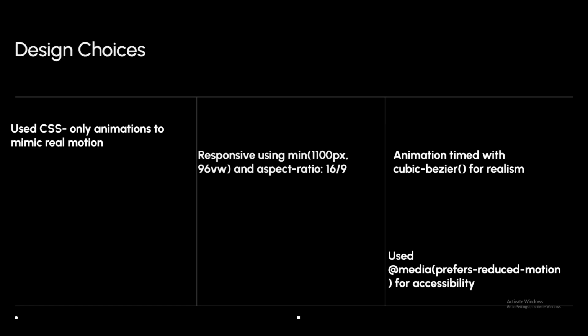Okay, for our design choices, we used CSS only animations to mimic real motion. We made it responsive using min, and that's our aspect ratio. Our animation is timed with cubic bezier for realism, and we use media queries for accessibility. As you can see, the code's right there.